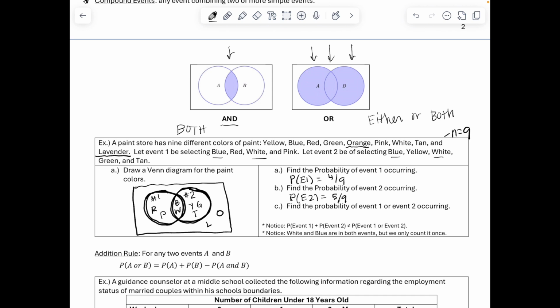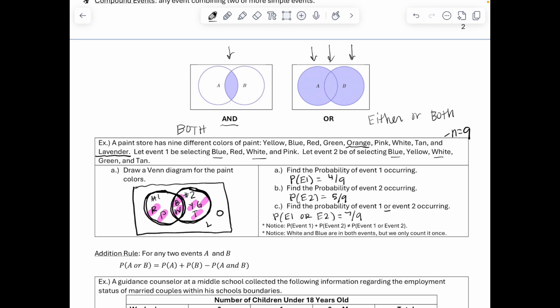And then part C says find the probability of event 1 or event 2 occurring. So probability of event 1 or event 2 occurring. And so counting up all of the colors that we have in event 1 and 2, I'm going to go ahead and highlight them as we go. So we had red, pink, blue, white, yellow, green, and tan. So counting those up, we have a total of 7 different colors. And so this is going to equal 7 divided by the total, which is 9.